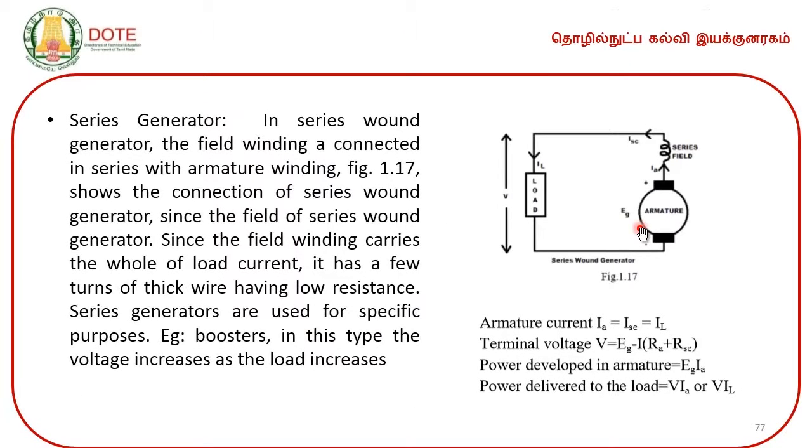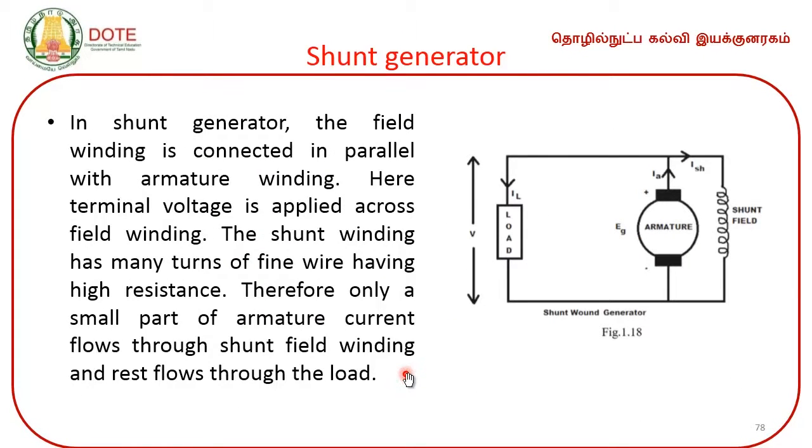Then comes the shunt generator. In a shunt generator, the field winding is connected in parallel with the armature winding. Here, the terminal voltage is applied across the field winding. The shunt winding has many turns of fine wire having high resistance. Therefore, only a small part of the armature current flows through the shunt field winding and the rest flows through the load.